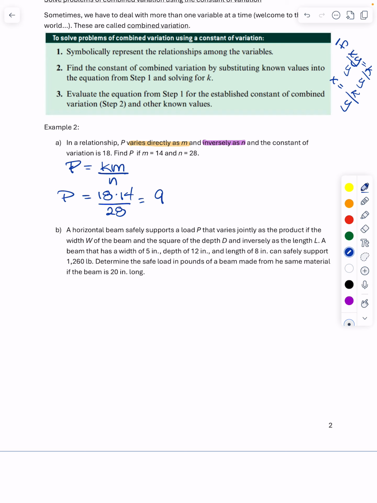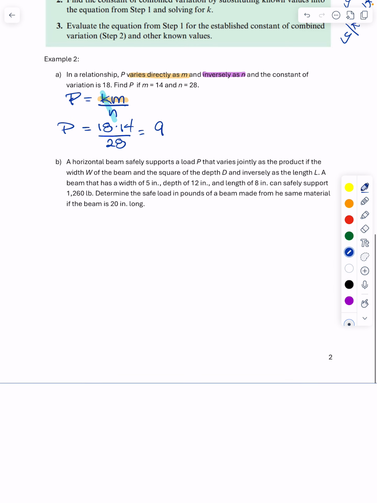Directly as M. Inversely as N. So let's take a look at B here. This would be a good time to pause and see if you can set this one up and then come back and compare.